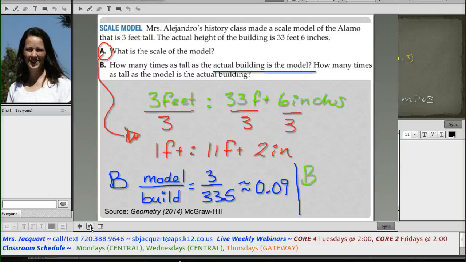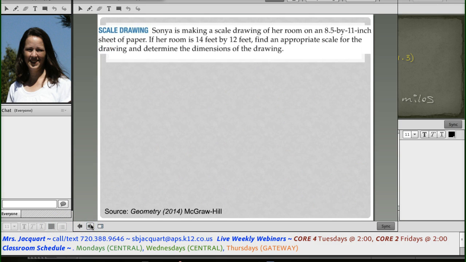Okay, and then we're going to do the second part. So we're going to do 33.5 divided by 3. And that's going to be 11.12 times as tall. Okay, so the scale model is about a tenth, and the building is about 11 times bigger than the scale model.